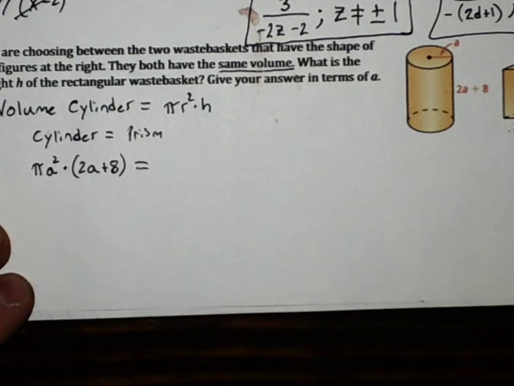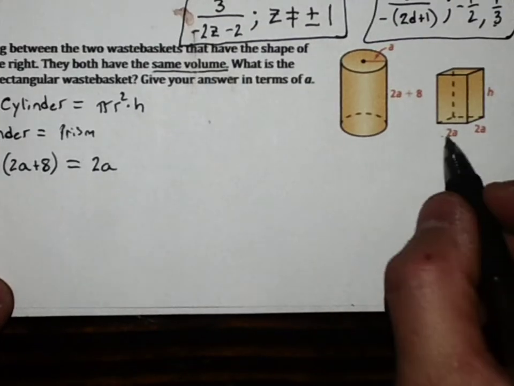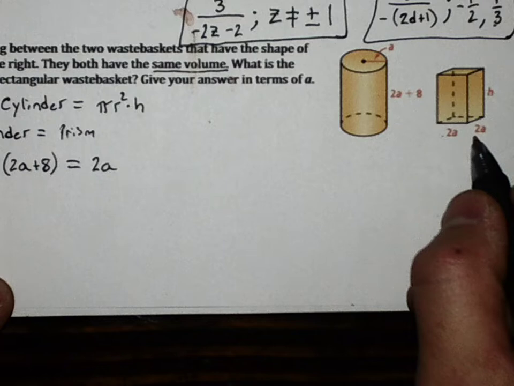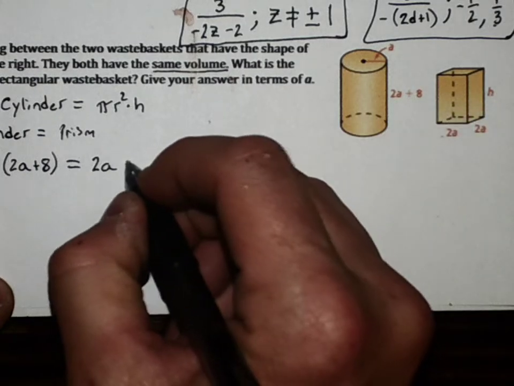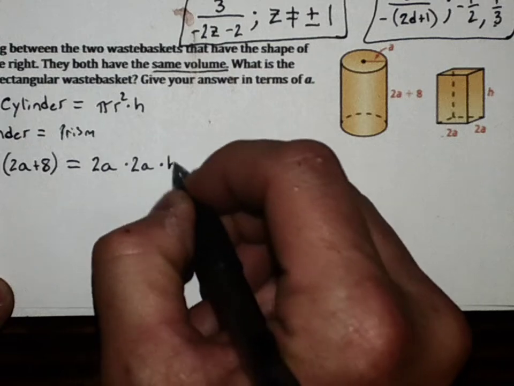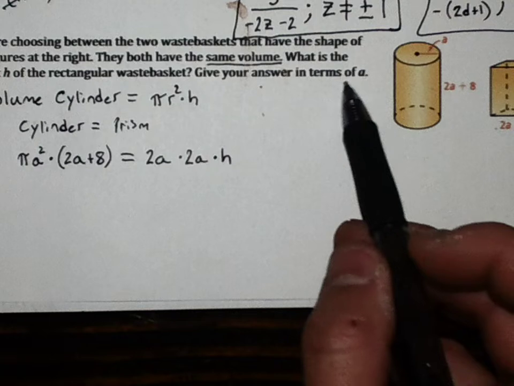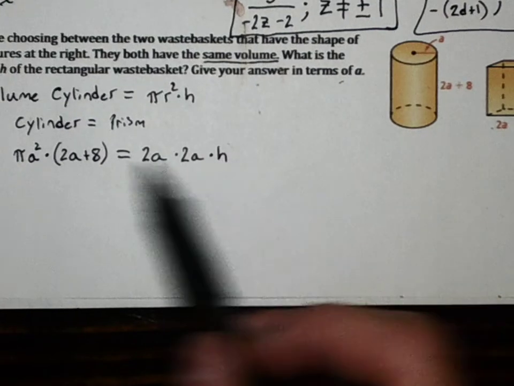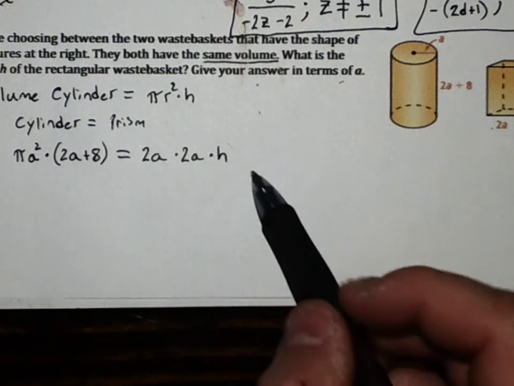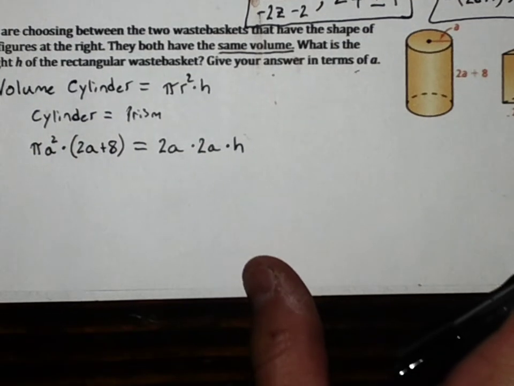The volume of the prism is one side, 2a, times the other side, 2a, times the third side, h. Now, the whole goal is to write your answer in terms of a when we are solving for h. So we're going to rewrite this. We're going to solve it for h, and the a's are all going to be on one side of the equation.